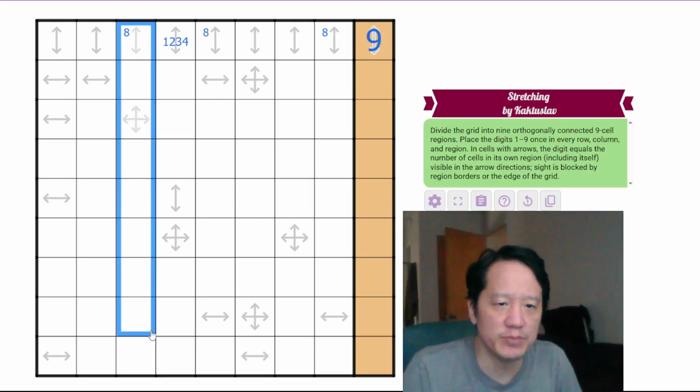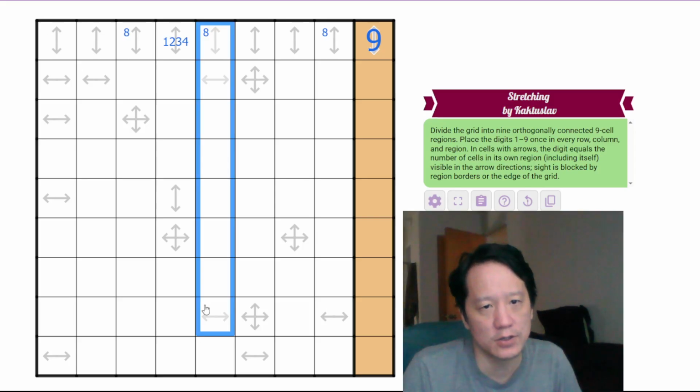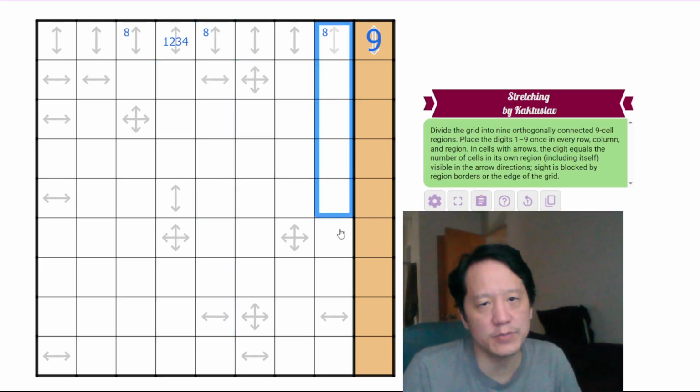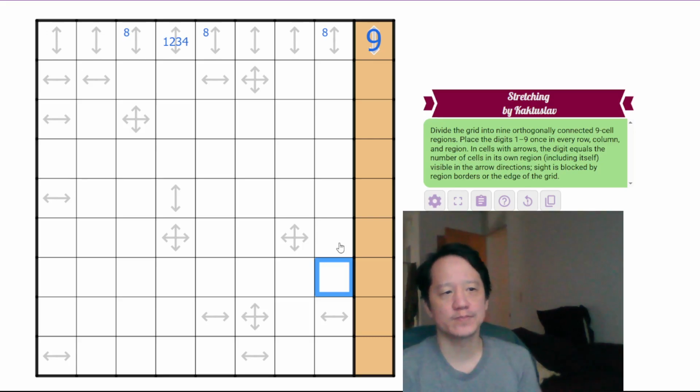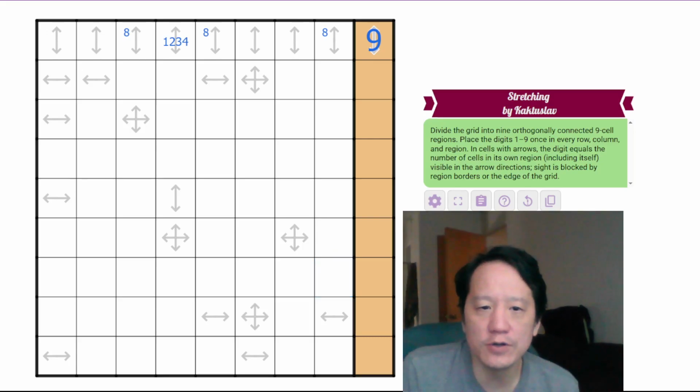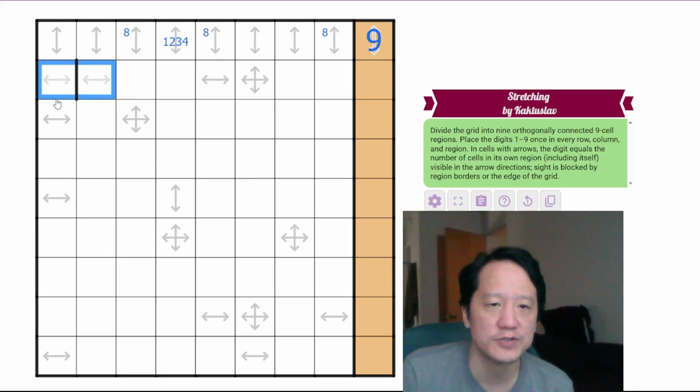This could potentially be 8 if this is 9. So that's possible there. So 8 could be here, 8 could be here. And 8 can be here. Okay. So we definitely have a region border here. Because these can't be part of the same region. We have a region border between this and this.